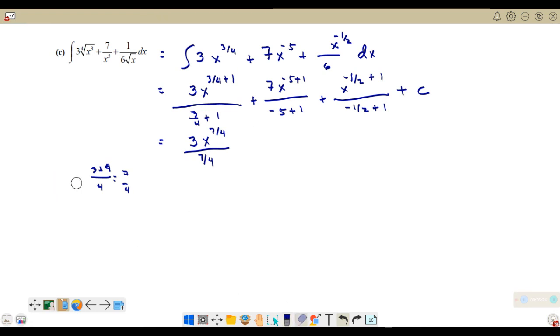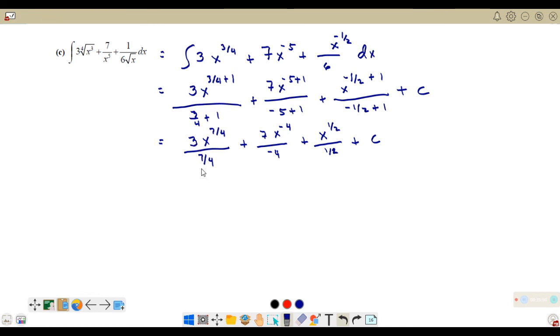Next, we have negative 5 plus 1, 7x negative 4 over negative 4 plus x raised to 1 half over 1 half. And do not forget to affix the constant c at the end.